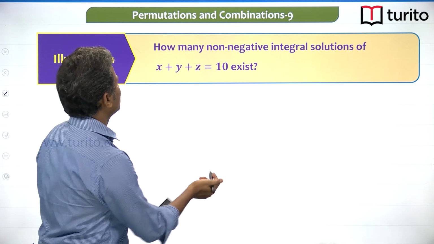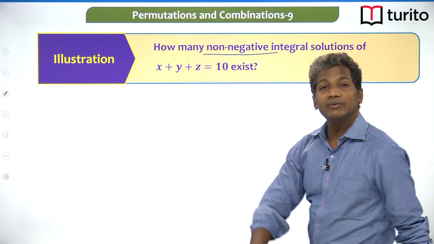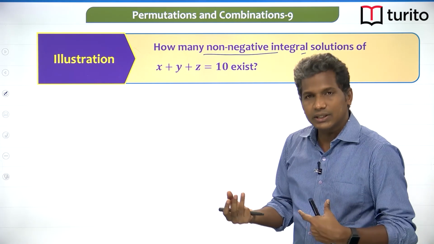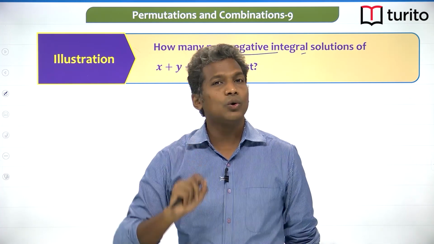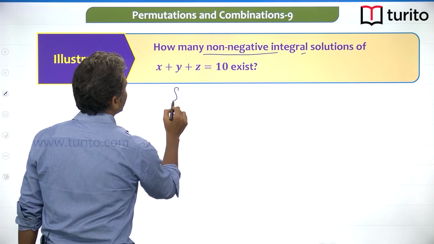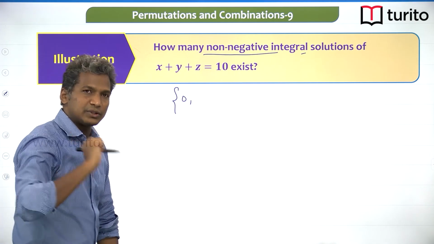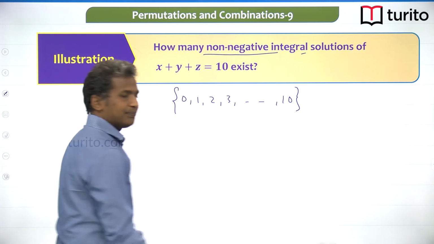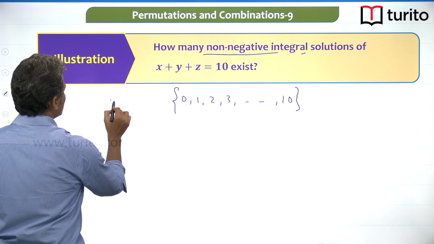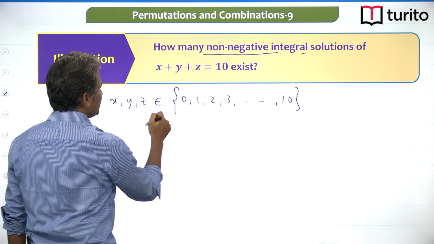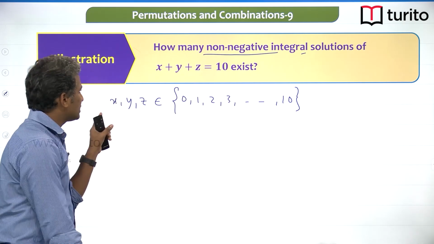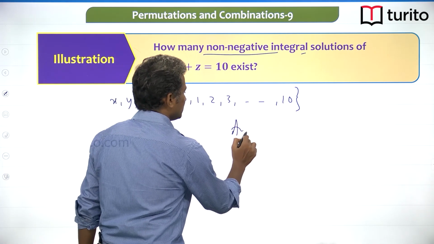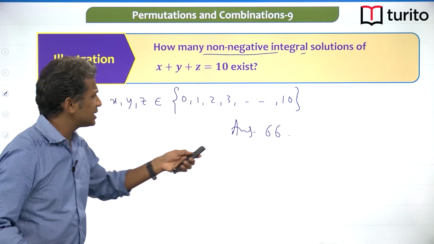So, this problem is about how many non-negative integral solutions there are for this equation. Non-negative means they have to be integers and also whole numbers. So, what are the possibilities of x? X can have least value 0, it can have 1, 2, 3, or maximum till 10 only. Similarly y, similarly z. So, x, y, z all 3 should belong to these numbers, and the sum of all these 3 must be 10. What could be the answer? Answer is 66. Isn't it the same as the earlier question?